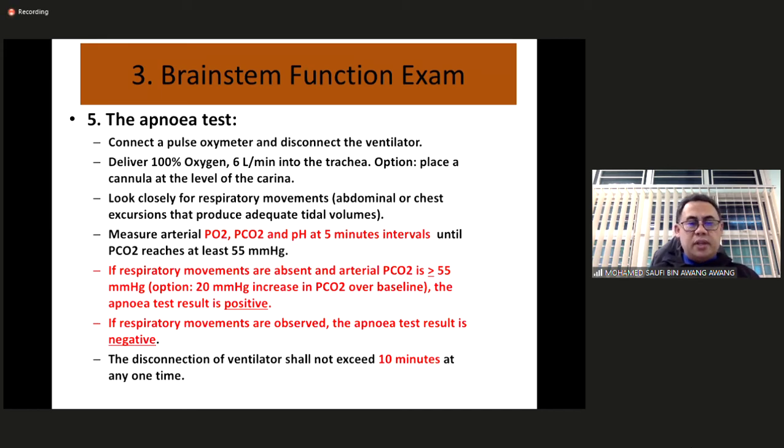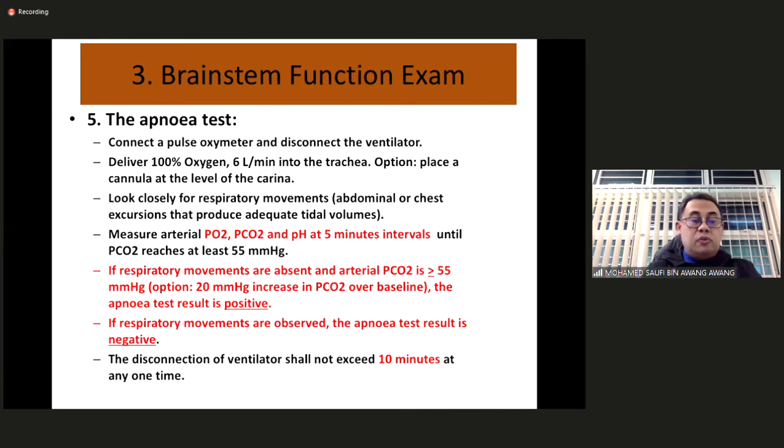Then every 5 minutes, some people take 5 to 10 minutes, but I usually take 5 minutes, you take an ABG. If after 5 minutes you find that the PCO2 is more than 55, it means the patient is not breathing. So the apnea test is positive, right?